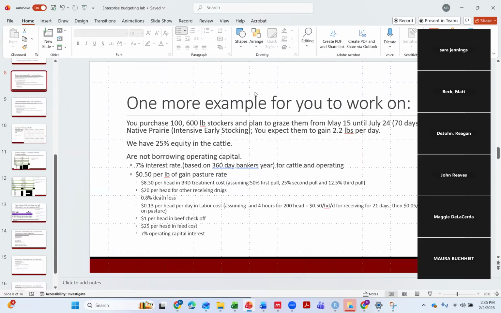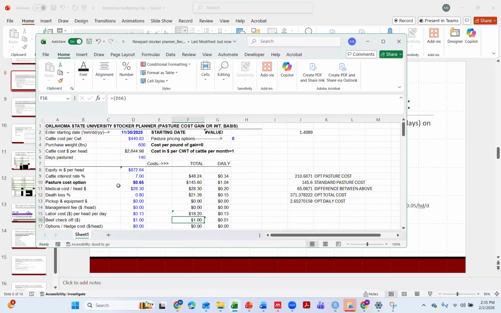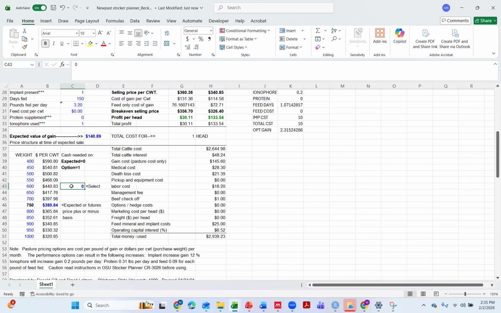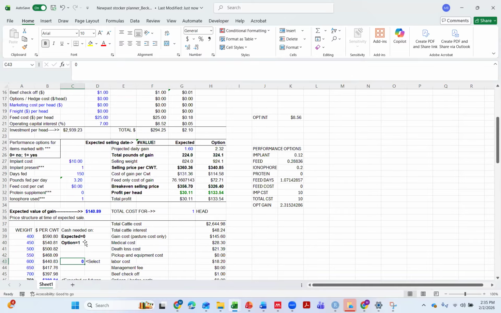Are there only two things we need to fill out for the bottom part of the Excel sheet? The expected value of gain and then the dollar per head at 750? Yep, just those two things. Don't change this option, as this would change how it's calculating the sell price. And don't worry about changing any of these for now.